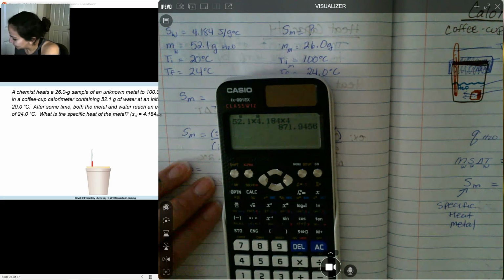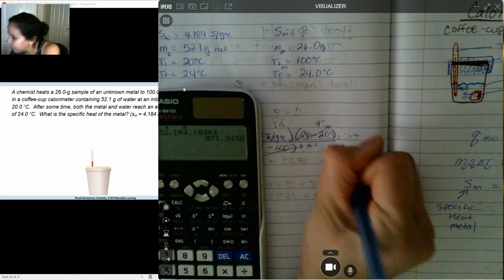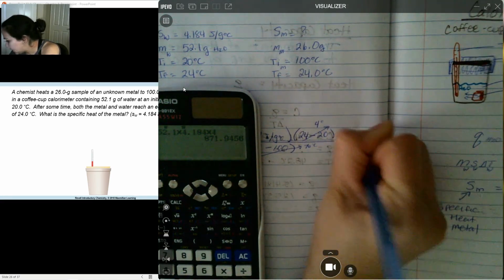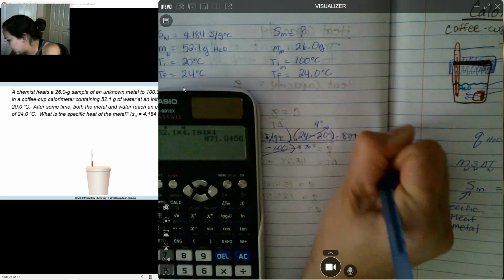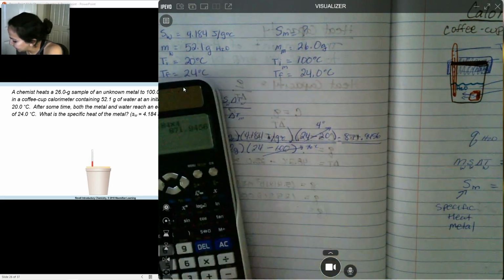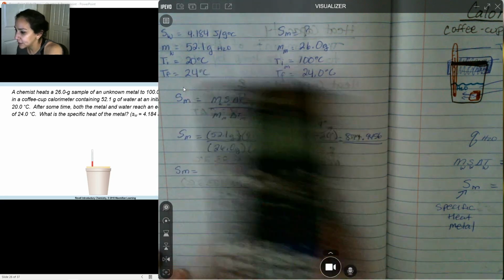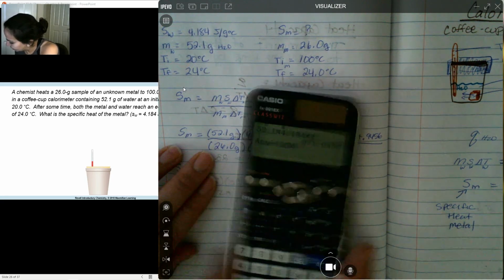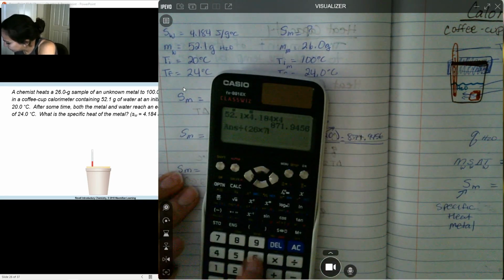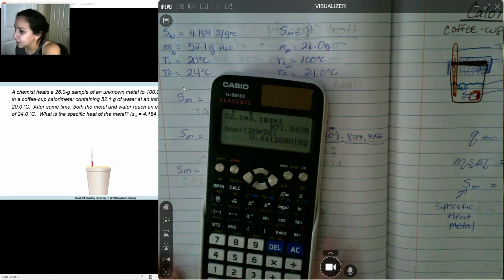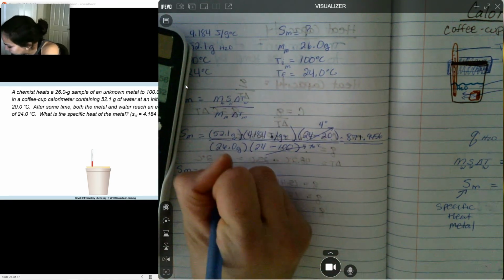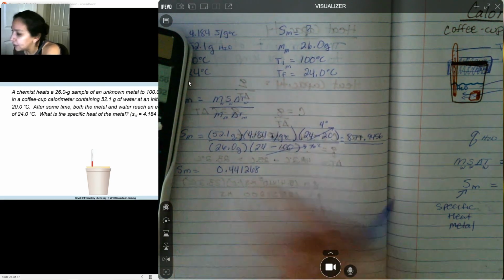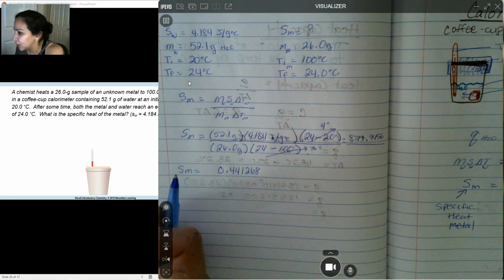Okay, that's that answer. And you know what? I'm going to write it down even though I'm not going to finish this yet. I'm going to write it down in case I need it. All right. We're going to take that and we're going to divide this entire answer, and I'm going to put parentheses now, by 26 times 76 in parentheses. Okay. And we get 0.441268. And I'll double check our units, make sure that we actually got our units correct.